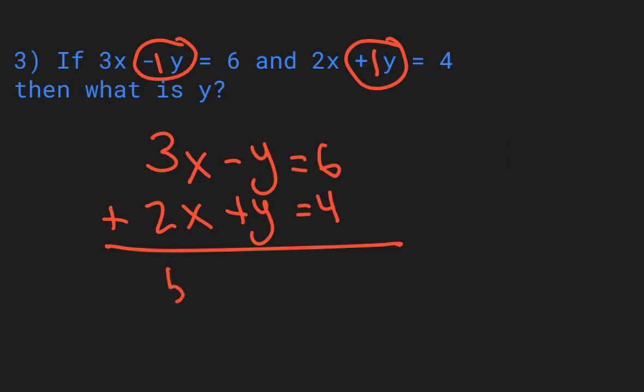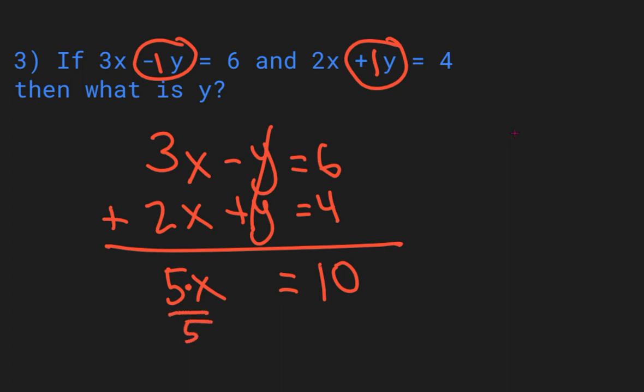3 plus 2 is 5x. These are exact opposites, a positive 1 and a negative 1, and they're both y, they're gone. And now I'm down to one variable. 6 plus 4 is 10. Why is that important? Because now I can solve this. And if you don't remember how to solve simple 1 or 2 step equations, go watch my other videos.